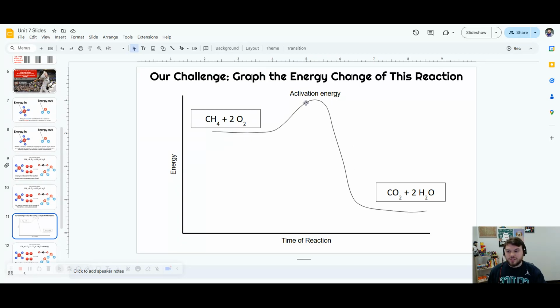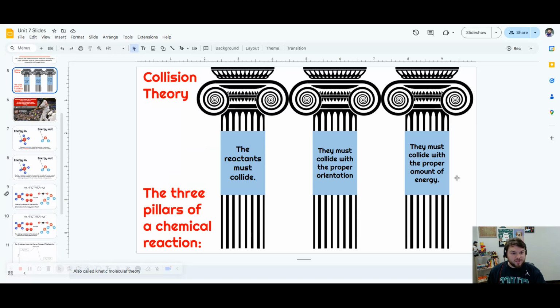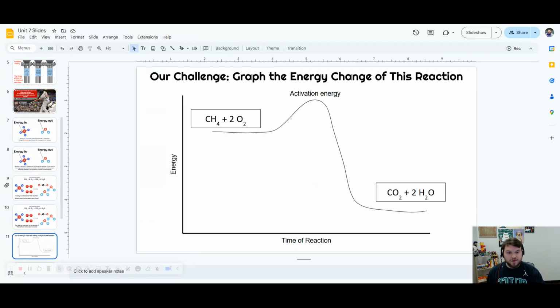Now this activation energy, that is this energy right here, right? The minimum or the proper amount of energy. That's what this little hump is right here on our graph. That is the energy required for the methane and the oxygen to actually react together. Okay, and so we can visualize that if we're thinking of a reaction with a gas like methane. That would be the spark, right? That would be the match or the lighter that we would have in order to start that reaction.